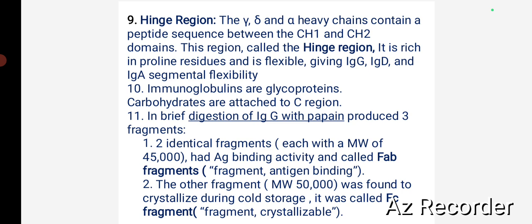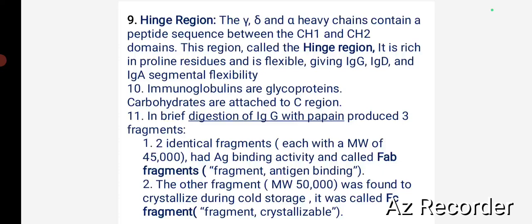Next one, immunoglobulins are glycoproteins. Immunoglobulins are glycoproteins, meaning carbohydrate (CHO) binds to the CH2 region. So proteins attached with a carbohydrate moiety are called glycoproteins. Carbohydrate is attached to the C region.